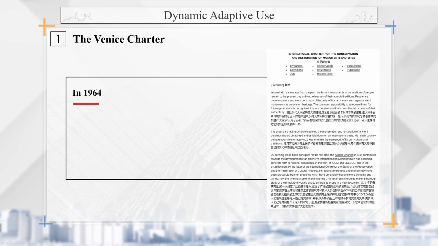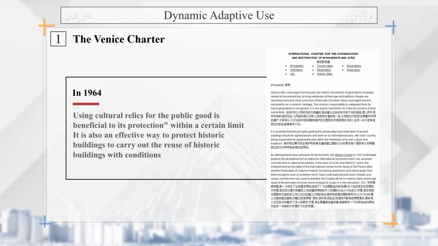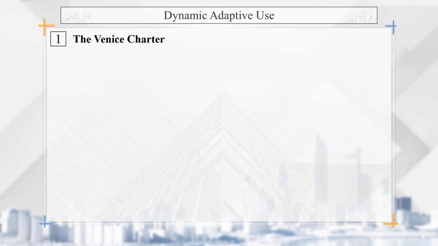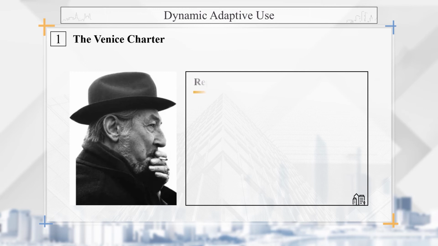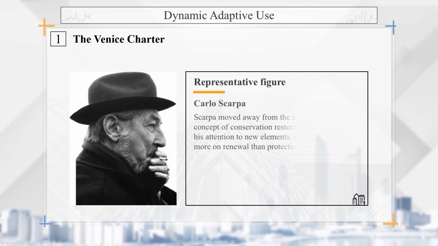The Charter clearly states that using cultural relics for the public good is beneficial to its protection within a certain limit. It is also an effective way to protect historical buildings, to carry out the reuse of historical buildings with conditions. Scarpa moved away from the traditional concept of conservation restoration and turned his attention to new elements, which focused more on renewal than protection.